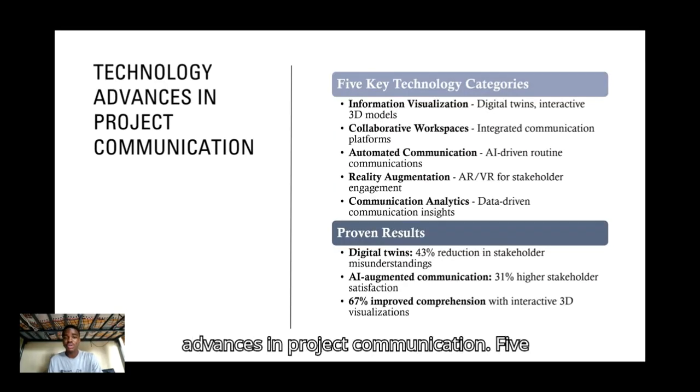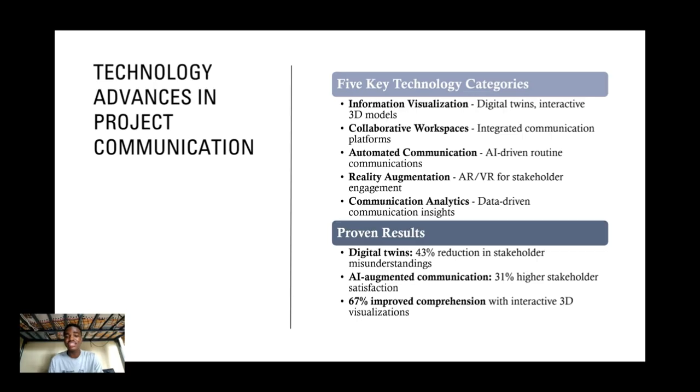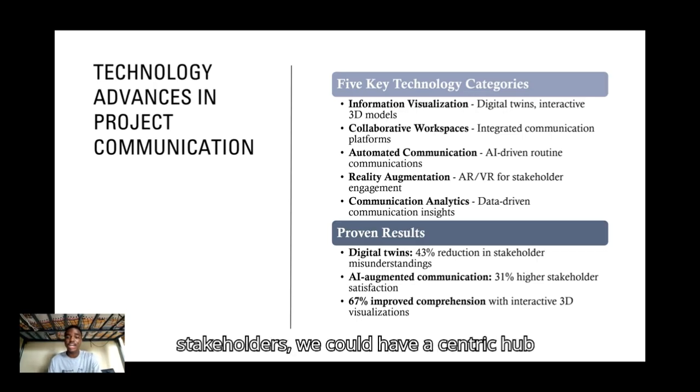Technology advances in project communication. Five key technological categories I was able to identify in this 10 paper. The first one was information visualization. Digital twins, interactive 3D models. If we're able to digitalize information in better ways that the stakeholders could easily relate to using visualization metrics or elements, it's going to improve communication strategies. Collaborative workspaces. Instead of having diversified communication spaces across various stakeholders, we could have a central hub that is integrated in depth into the communication platform and give room for every single stakeholder to communicate there.